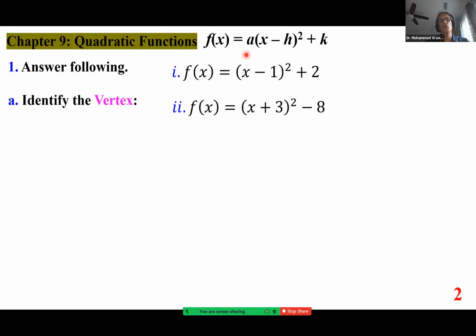This is the vertex form for a function. f of x is a times (x minus h) squared plus k, in which case h and k would be the vertex. So this will give us (1, 2). According to this, the second will give us (-3, -8).